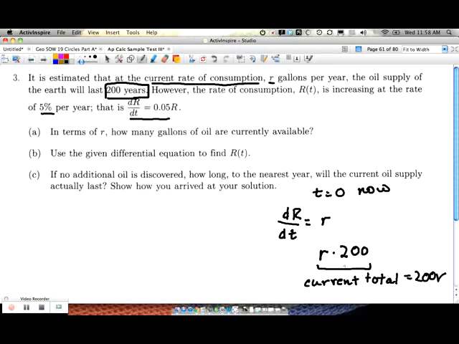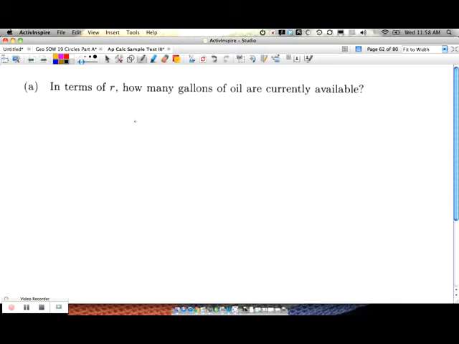So that's part A. I should actually put that on the part A part. So what we have, the rate times the time equals the total used up. So the rate right now is R, and the time is 200, and that's our total available. So that means we have 200R.